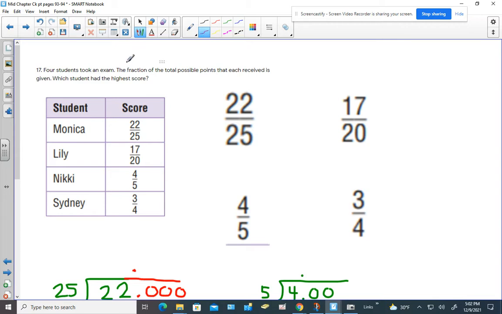4 students took an exam. The fraction of the total possible points that each received is given. Which student had the highest score? So we have Monica, Lily, Nikki, and Sydney.